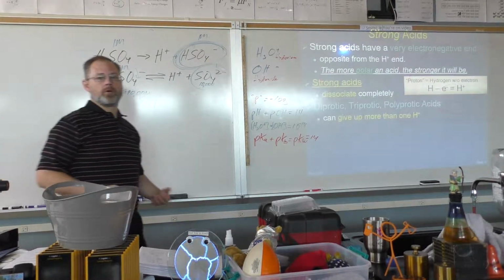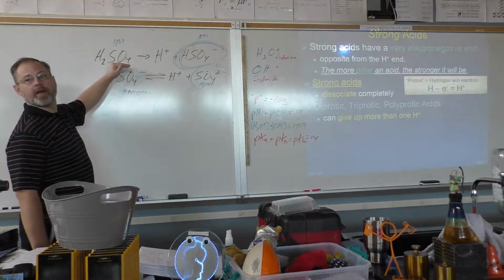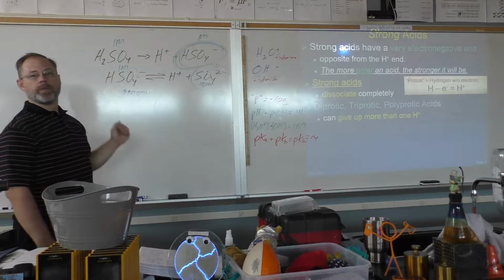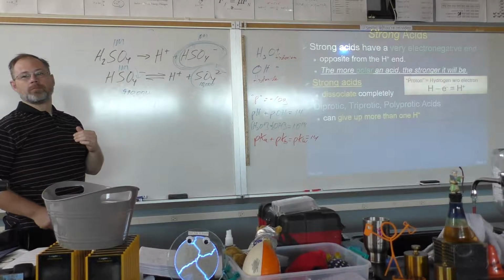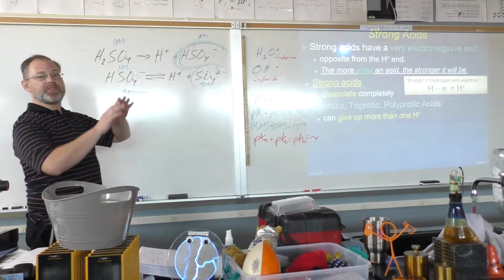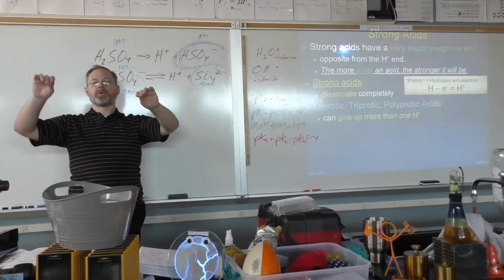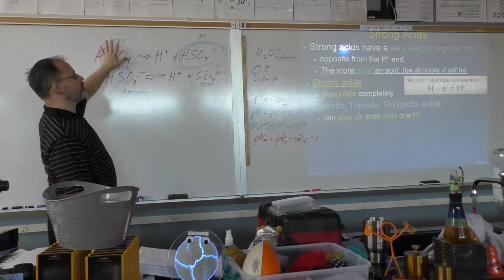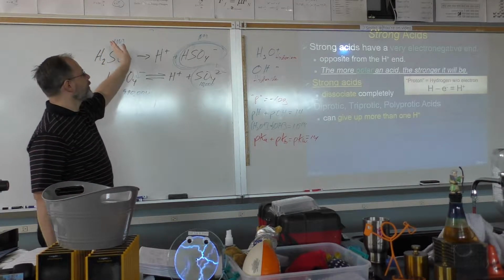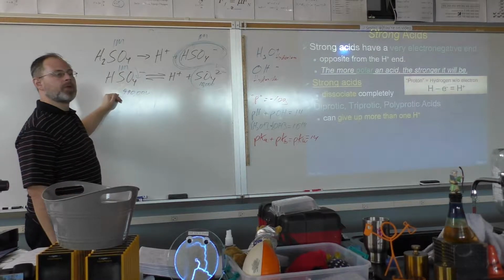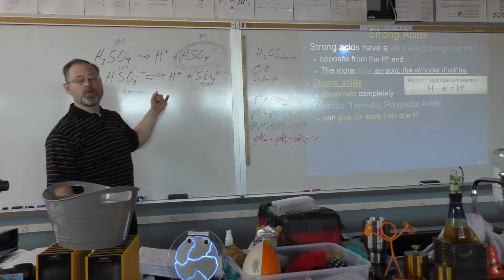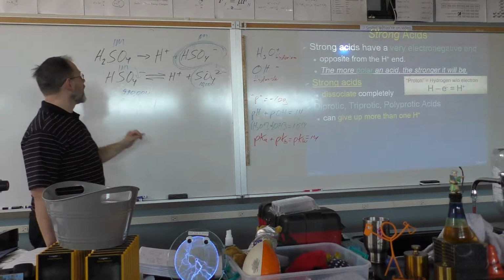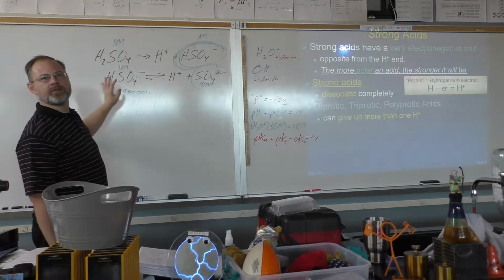Okay, so H2SO4 is a strong acid. Strong acids dissociate completely. The H2SO4 splits into H plus and HSO4 minus, and there's no more H2SO4. That's gone, so the first step is done. Now you have the second step, where HSO4 minus could dissociate into H plus and SO4 2 minus, but it is a weak acid, and there are going to be a lot more molecules present of the first thing than the second thing.